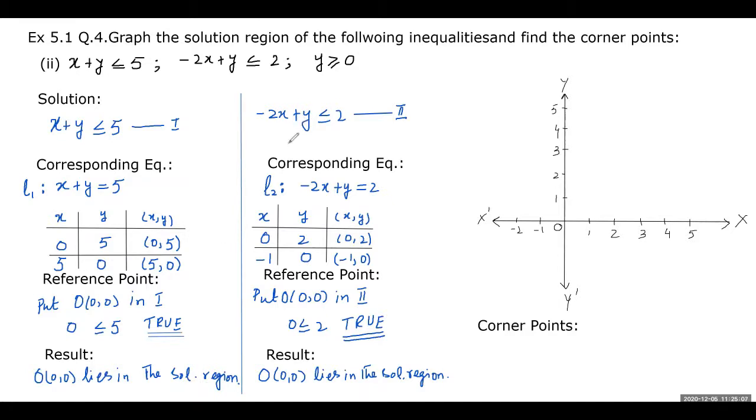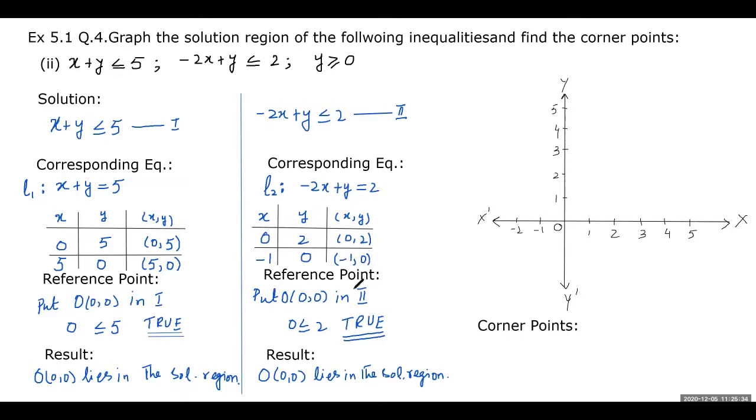We repeat all the steps for inequality number 2. First of all, we write the inequality, we name it as number 2. We write its corresponding equation and the line represented by it will be named L2. Then we put x equals to 0, we get y equals to 2. The point becomes (0, 2). Then we put y equals to 0, we get x equals to minus 1. The point becomes (minus 1, 0).